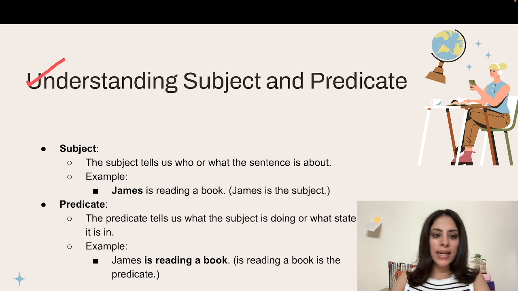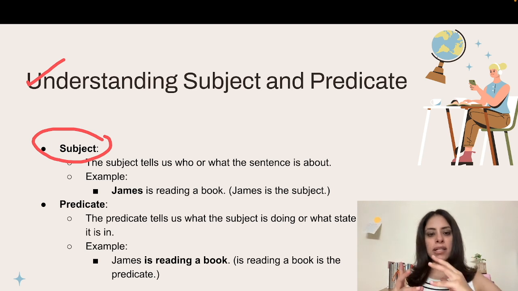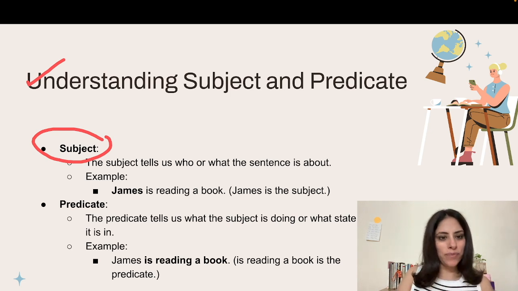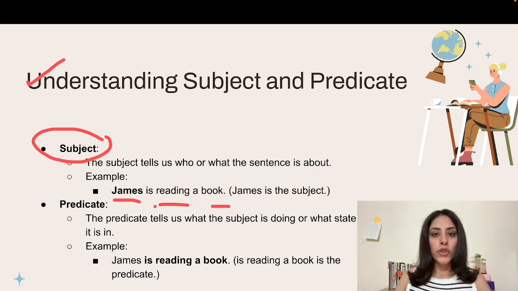Now let's understand subject and predicate in detail. The subject tells us who or what the sentence is about, because it's present right in the beginning. Here in this example we had James is reading the book. So you get to know who is doing the action or what the sentence is about. This sentence is clearly about James, who is reading a book.